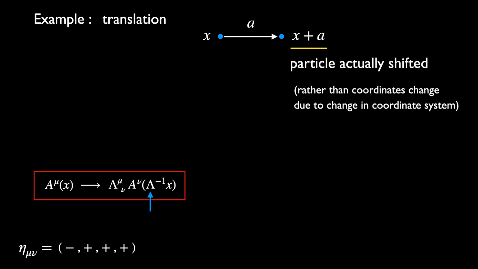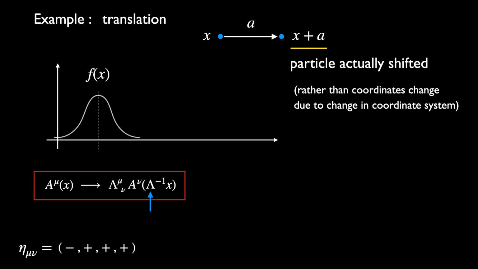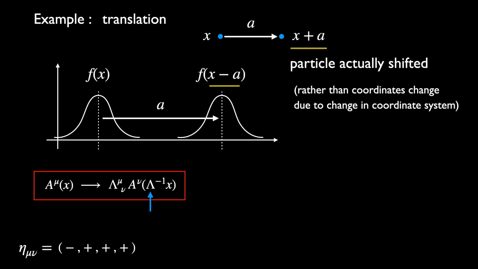While the translation of a function f(x) as an active transformation should proceed as follows: the whole function is shifted by a, turning f(x) to f(x − a). Notice that the change of the argument of the function is the inverse of the transformation of a point under the same translation. For the same reason, this is why we have the inverse Lambda in the argument of A.